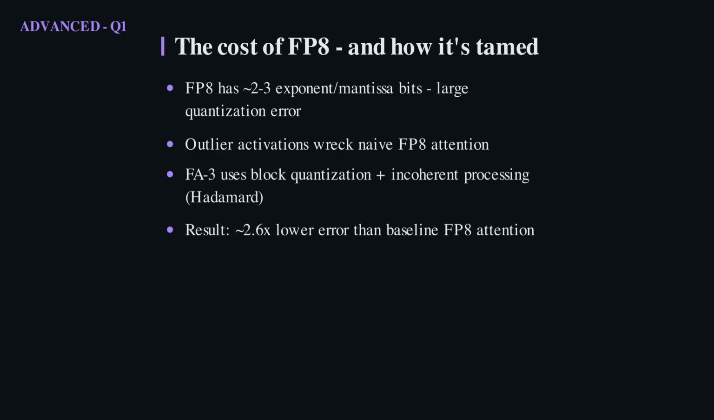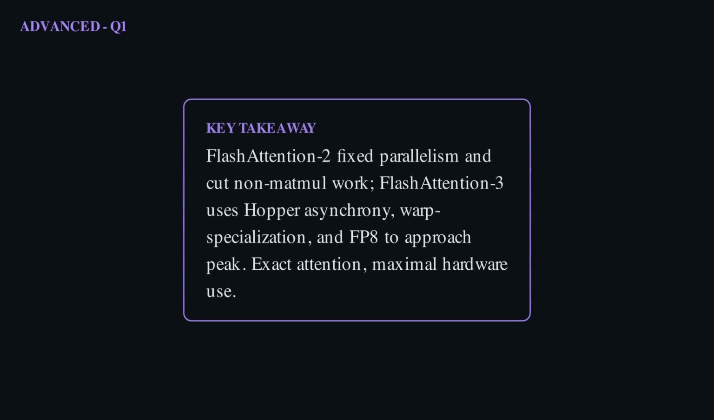which spreads outliers out so no single dimension dominates. Together, they cut FP8 attention error by about 2.5 times versus a naive baseline. That's the difference between FP8 being a research curiosity and a usable speedup. Low precision is a numerics problem first, a speed win second. The frontier of attention is scheduling, not new math.